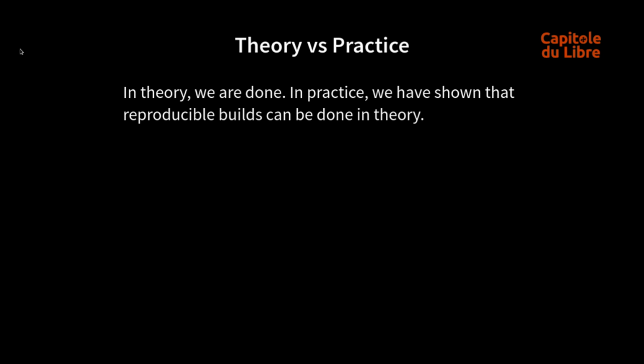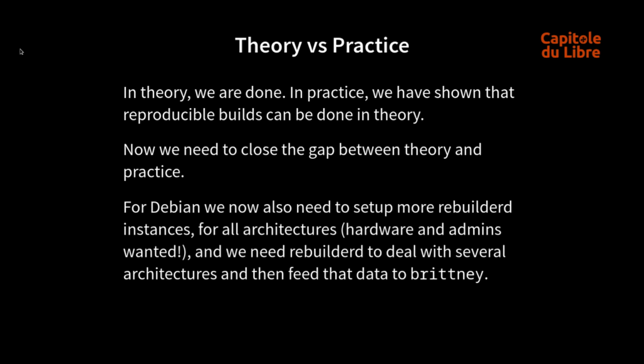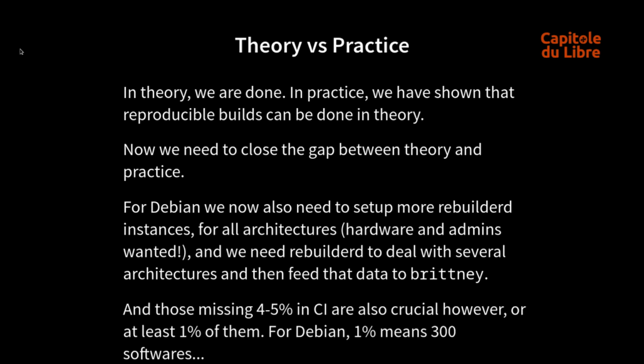So in theory, we are done. In practice, we have shown that it can be done in theory. Now we need to close that gap. For Debian, we need to set up more rebuilderd instances for all architectures. If you have hardware, please talk to me. We want all the weird, all the interesting architectures as well. And then there's still 4 or 5% software which needs to get fixed. And 1% for Debian is 300 software packages.